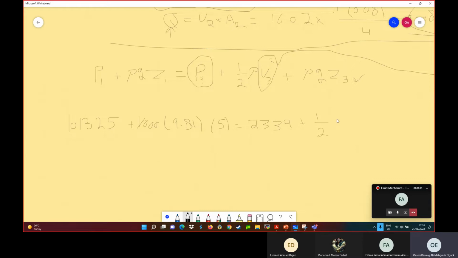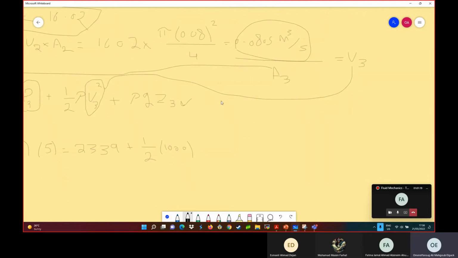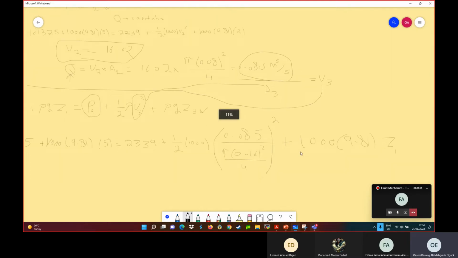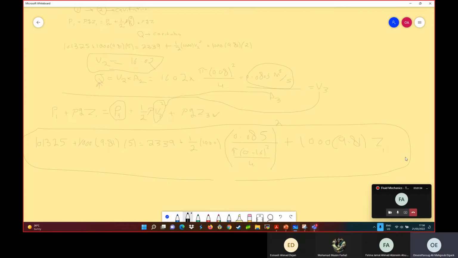plus half times 1000, and then you have V3 squared. V3 is equal to the volumetric flow rate 0.085 divided by the area, pi times D, which is 0.16 squared over 4, and the whole term is squared, plus rho G Z. So just plug this equation in the calculator and find Z.